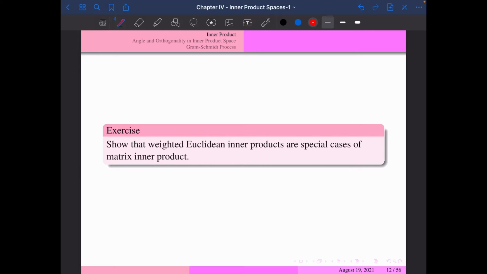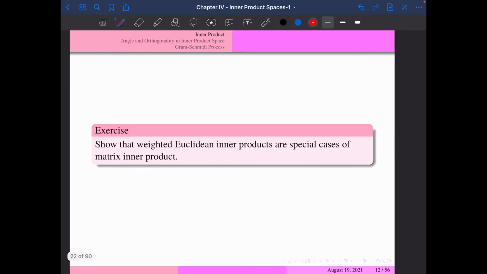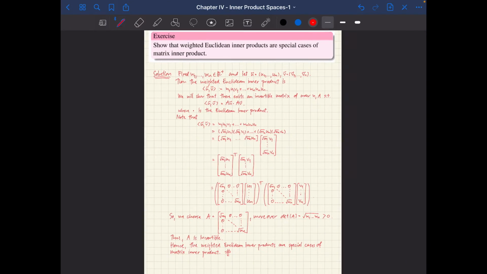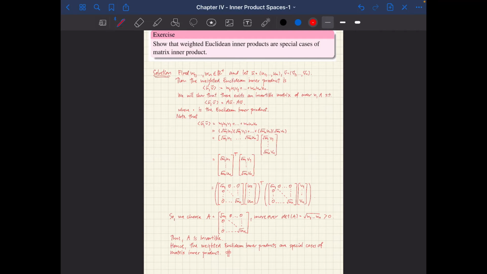So, show that the weighted Euclidean inner product is a special case of the matrix inner product. What does it mean? It means that the weighted Euclidean inner product is also a matrix inner product. If you need to read the solution, please pause this page.